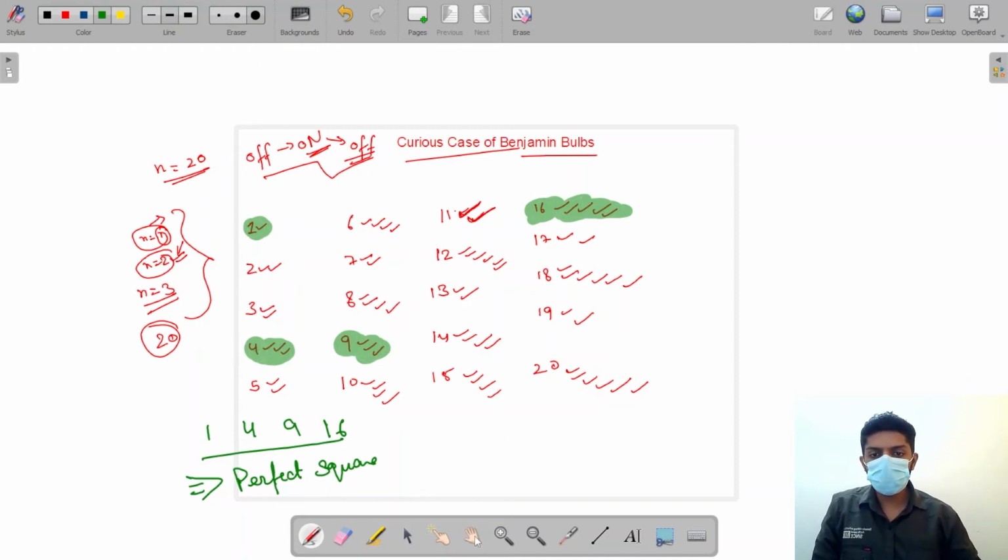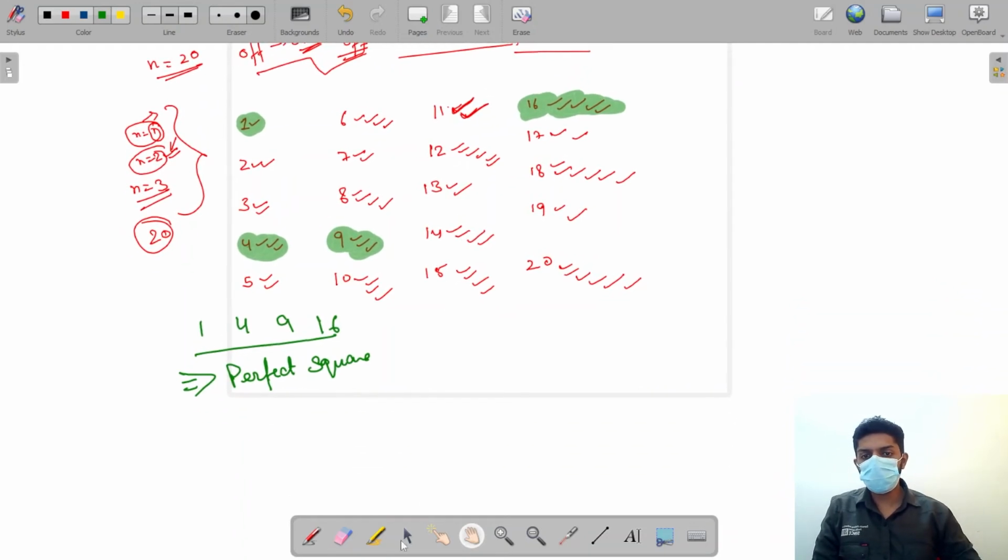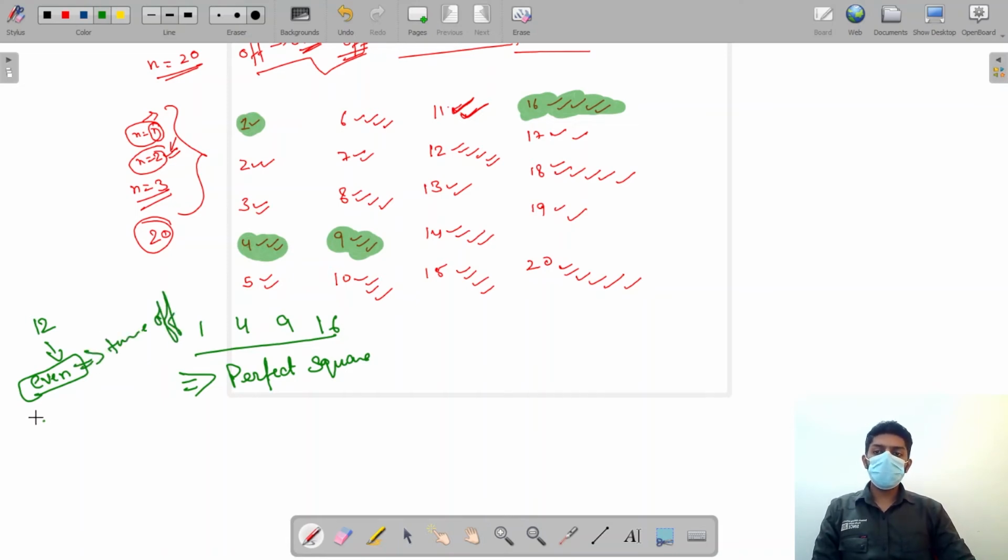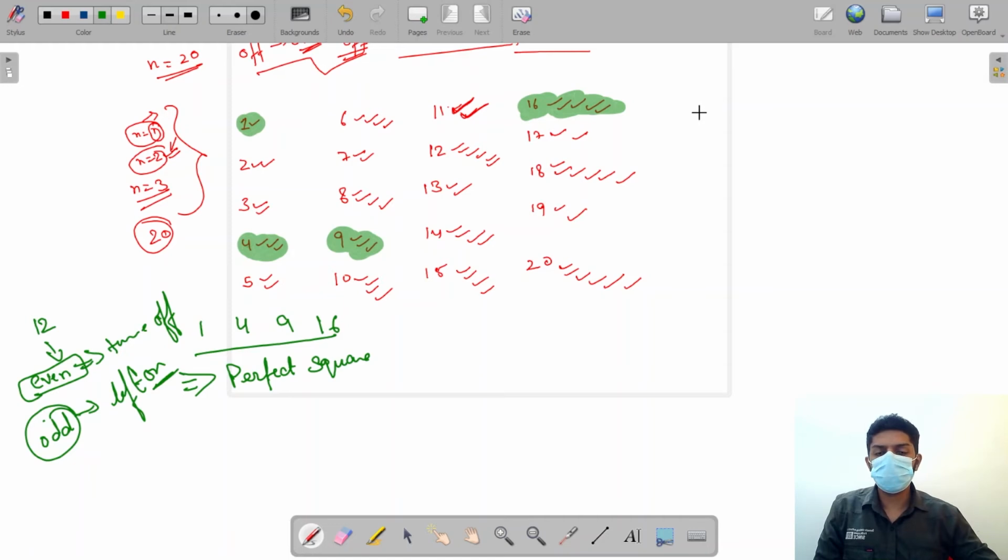Now, to understand that, let's see how many factors any number has. Suppose we have a number such as 12. If it has an even number of factors, then it will eventually be turned off, right? And if it has an odd number of factors, then it will be left on. So this is the case. Now let's take any number which comes to mind.